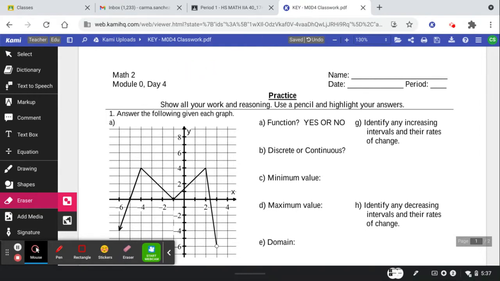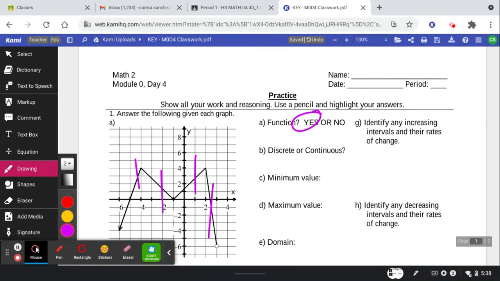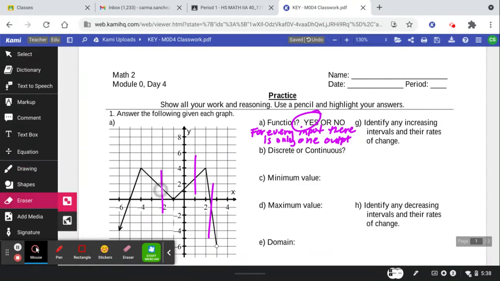So looking at this first graph, we are first going to do the test to see if it's a function or not. If I do the vertical line test anywhere on this graph, do you see how it only touches once? So we say, yes, it's a function. For every input, there is only one output. So that means if I made a table, for every x, there's only one y, there'd be no repeating x values. So the definition of function is for every input, there's only one output. For every x, there's only one y.